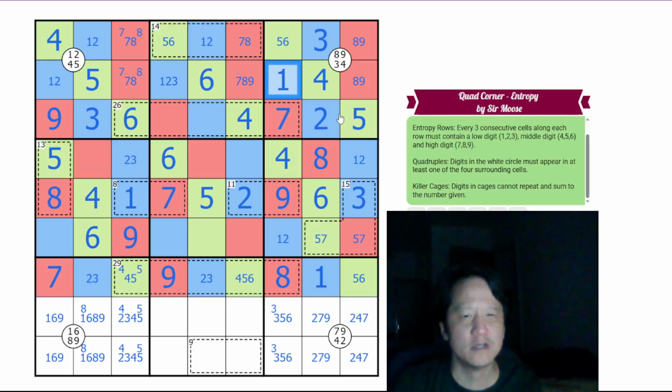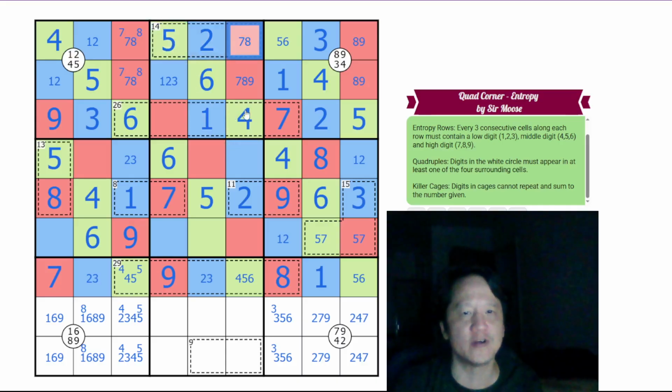That's 1. So does this add up correctly? 3, 2, 5 adds up to 10 plus 9 is 16. Sorry, 19. 19 plus 26 does add up to 45. So this is 1 left here, which makes this 2.